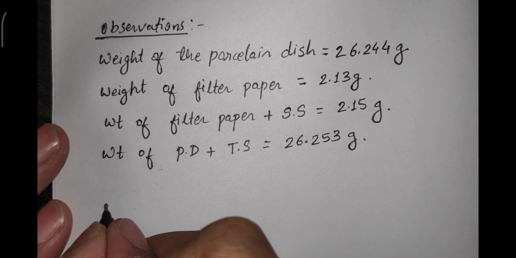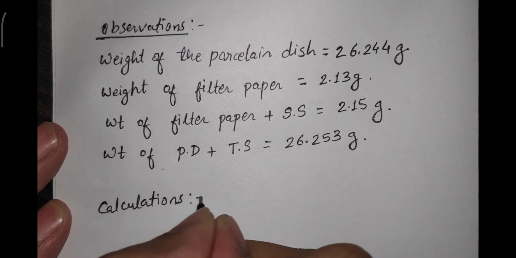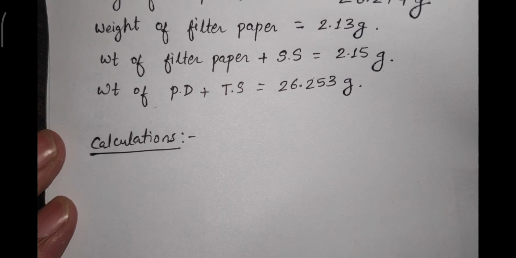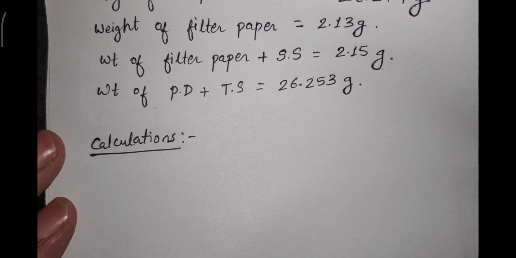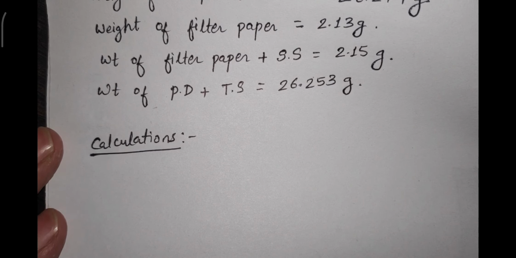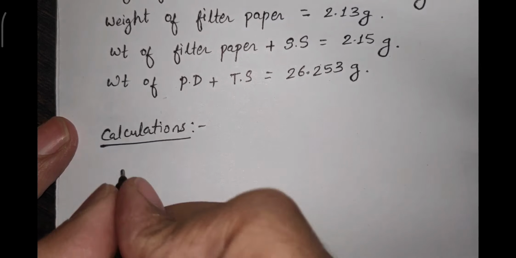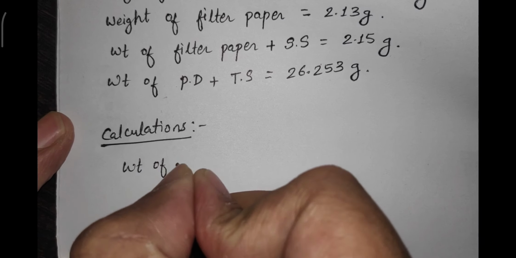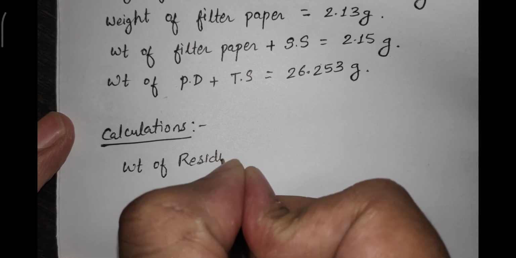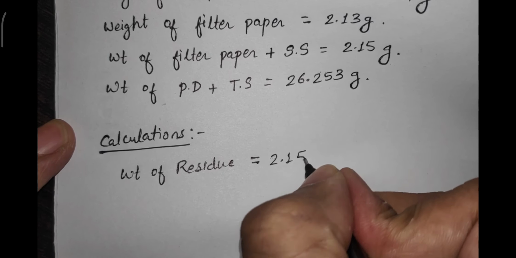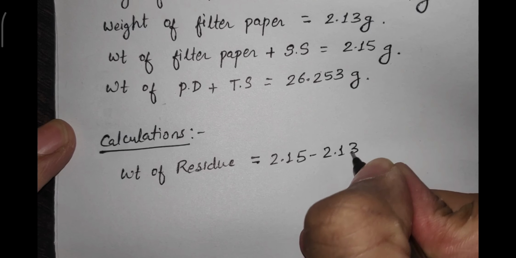Next we have to see the calculation. As I have already stated before, I am showing you the whole formula for calculation of total solids, suspended solids, as well as dissolved solids. So let's see first the calculation. While calculating the suspended solids, it is important to calculate the weight of residue. The weight of residue is 2.15 minus 2.13.